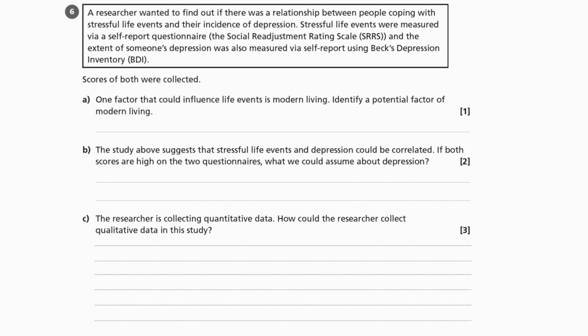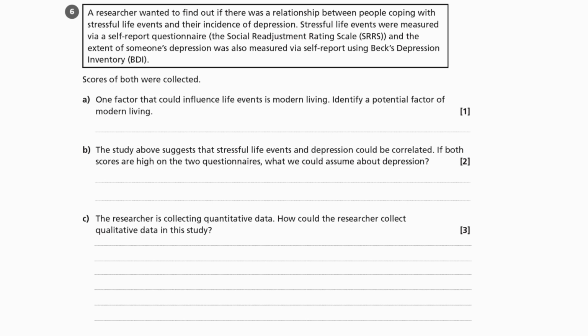And then you've got question 6A. One factor that could influence life events is modern living. Identify a potential factor of modern living for 1 mark. B. The study above suggests that stressful life events and depression could be correlated. If both scores are high on the 2 questionnaires, what could we assume about depression? 2 marks. And then C, the researcher is collecting quantitative data. How could the researcher collect qualitative data in this study for 3 marks?